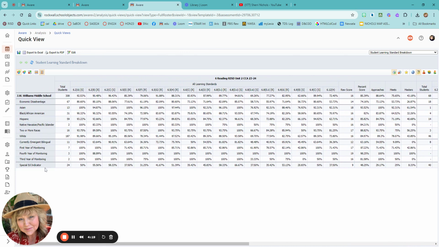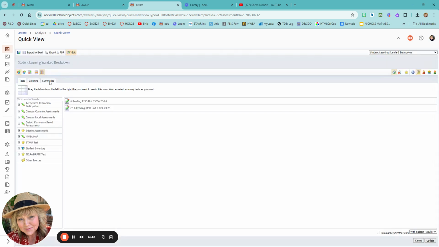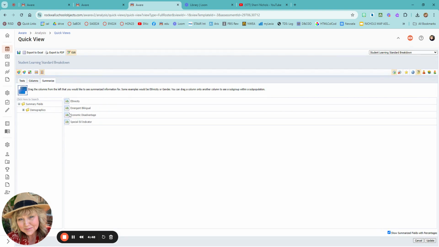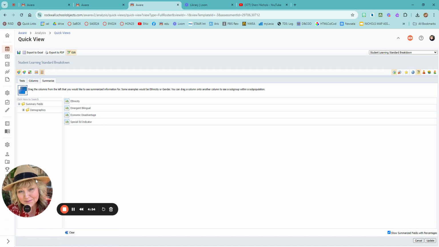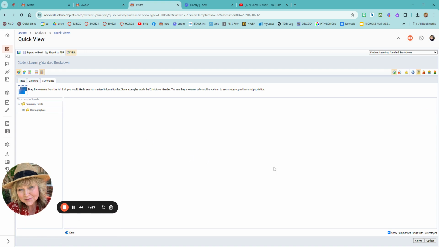And you can, of course, see your special ed students, and then your emergent bilinguals, how many years they've been monitored, your different economic disadvantage, and your subpopulations. And if you want to clean this up and not have all of this information, and you just want to break it down by all of the students together, you can go up to edit. And with edit, you can go to summarize, and you can look at ethnicity, emergent bilingual, economic disadvantage, special ed indicators. Well, I can say clear, and it will get rid of all of those just for now. And I can say update.